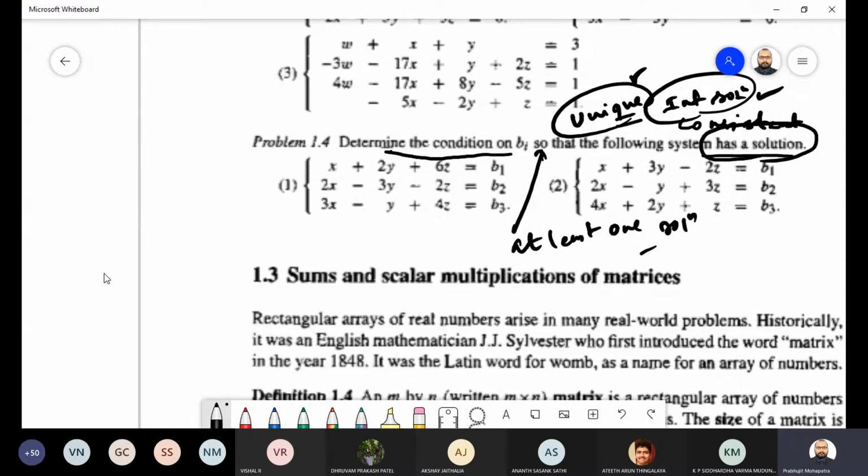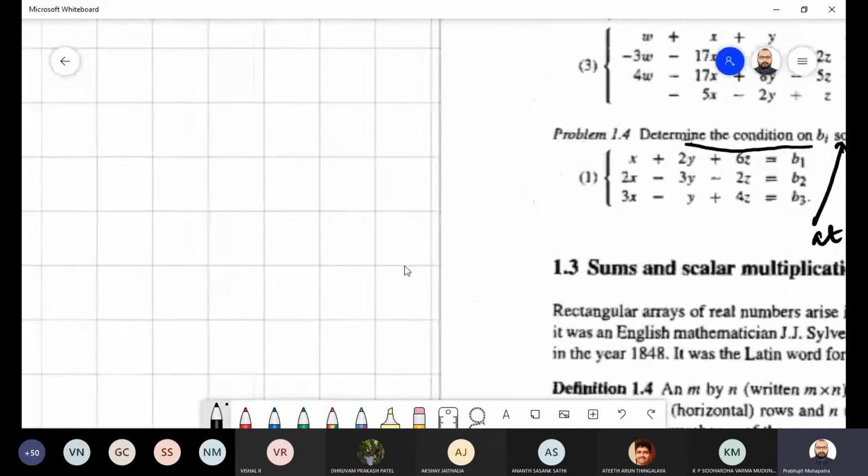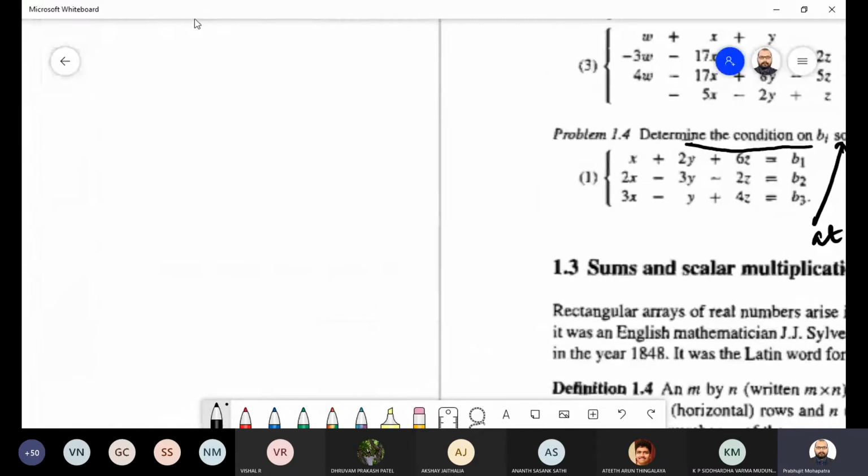Now, while solving, what do we need to do? First, we have to write it in terms of a matrix. So if you are writing, it is: 1, 2, 6, b1; next 2, minus 3, minus 2, b2; next 3, minus 1, 4, b3.